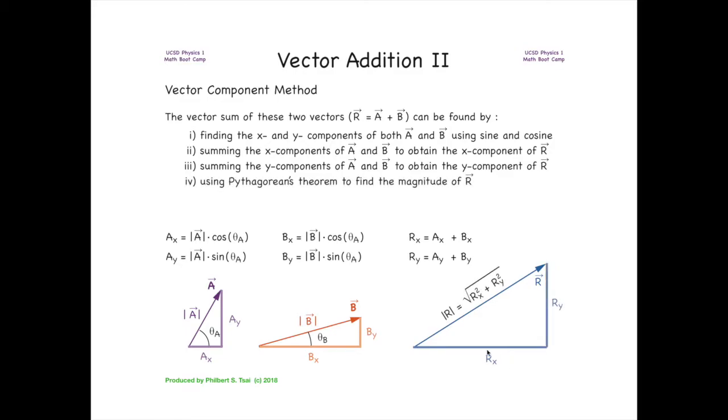This, of course, forms a right triangle with Rx and Ry being the sides of the triangle, and the resultant vector itself lying along the hypotenuse. And so we can use Pythagoras' theorem to find the magnitude of the resultant vector. Remember that the tangent of the angle is equal to the opposite over the adjacent, or in this case, Ry over Rx. And so we can find the angle by taking the inverse formula, or the arctangent of Ry over Rx, to give us the value of the angle that we're looking for, specifically the angle that the vector R makes with respect to the horizontal axis.